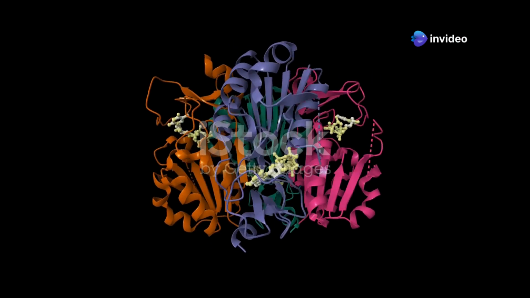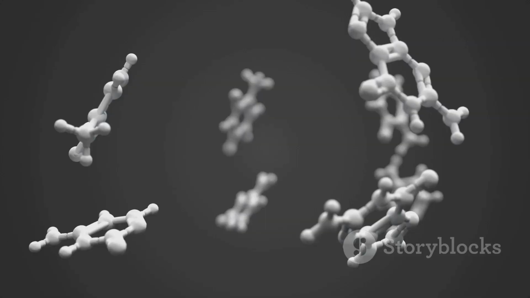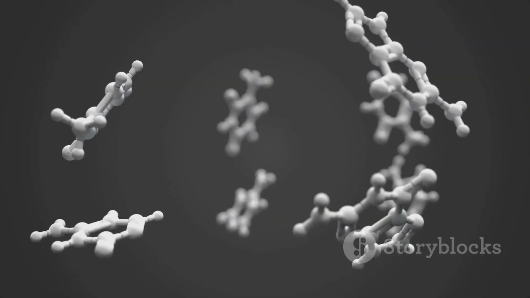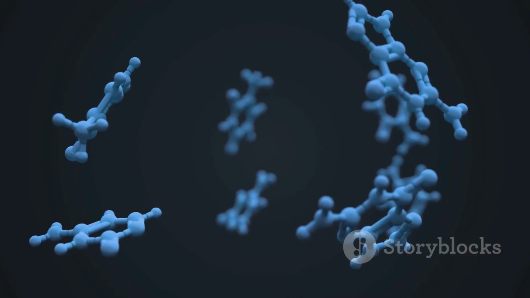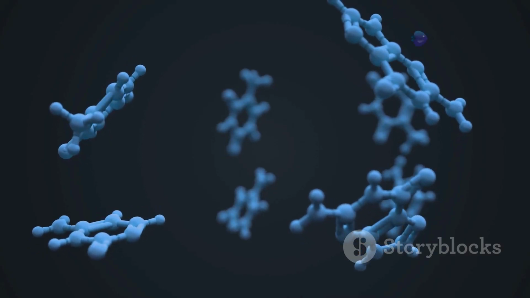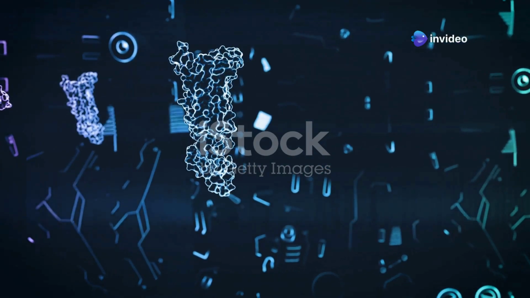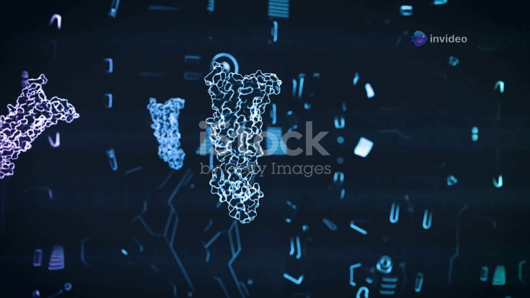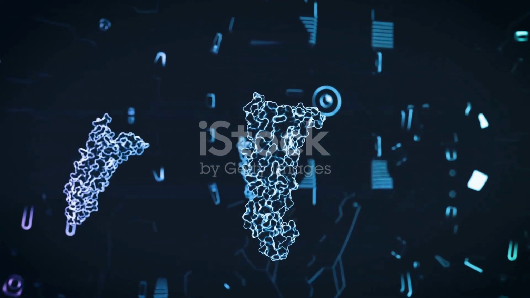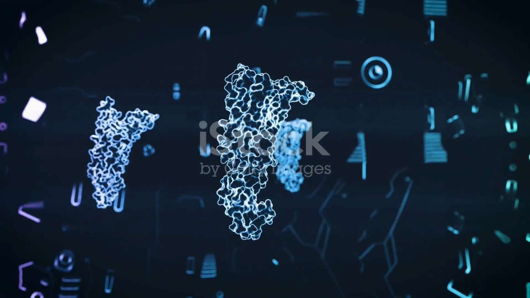U1 snRNP binds to the 5' splice site. Splicing factor 1, SF1, binds to the branch point. U2AF, U2 auxiliary factor, binds to the polypyrimidine tract and the 3' splice site. U2 snRNP displaces SF1 and binds to the branch point, causing the adenine to bulge out. This forms the A complex.